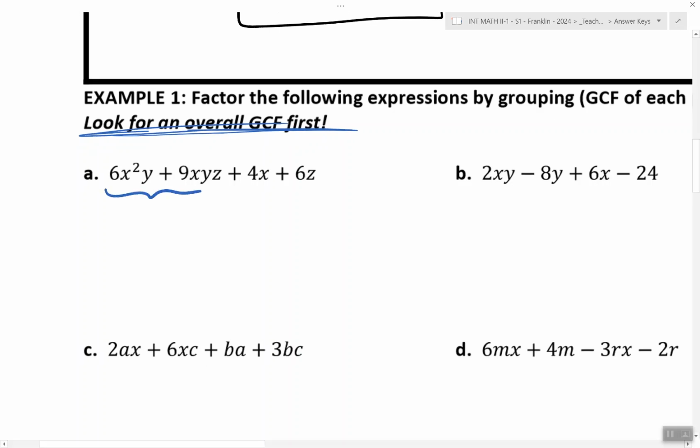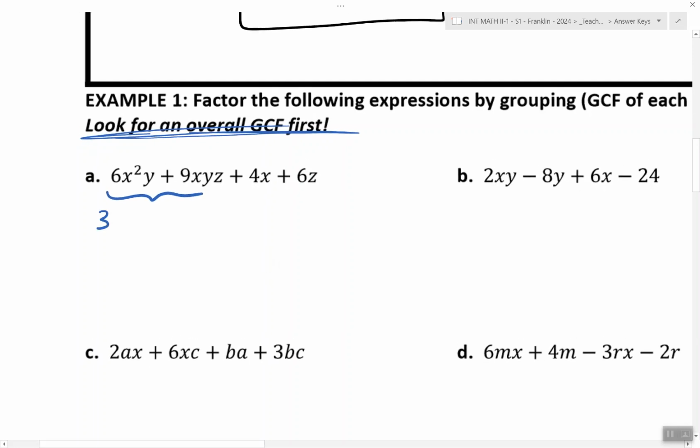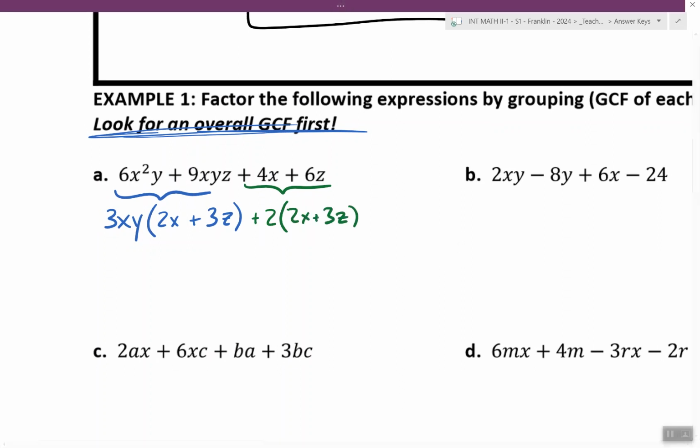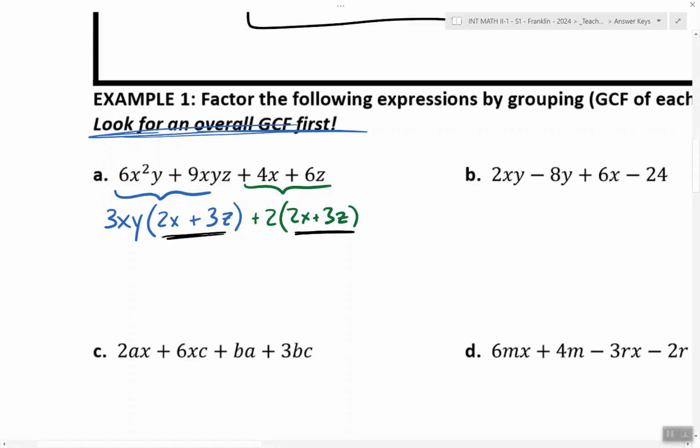So we'll look at the first 2 terms. The GCF here looks like 3xy. It's the most we can take out there. And then what's left over is 2x plus 3z. Okay, let's do the second set. This 4x plus 6z, we can take out a 2. And I like to put a plus sign in front of it. It helps for the last part. Okay, then take out that 2. We end up with 2x plus 3z. And this is what you want. You want it to be the same here and here.